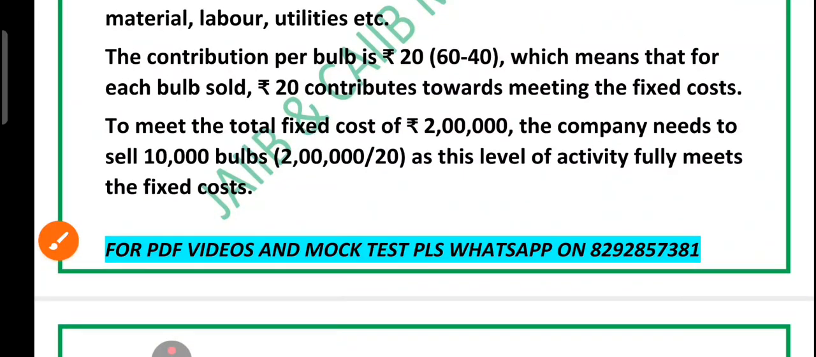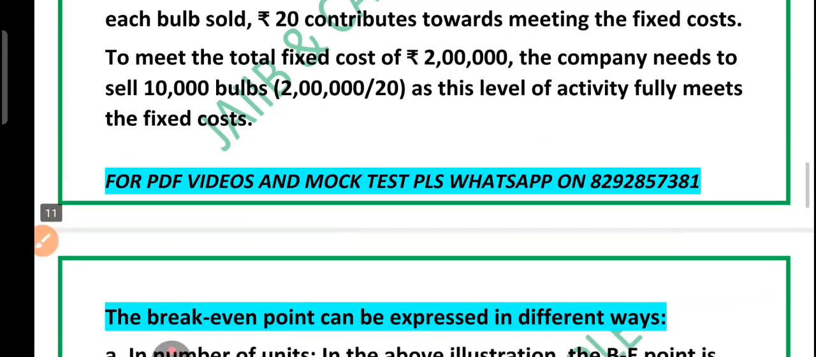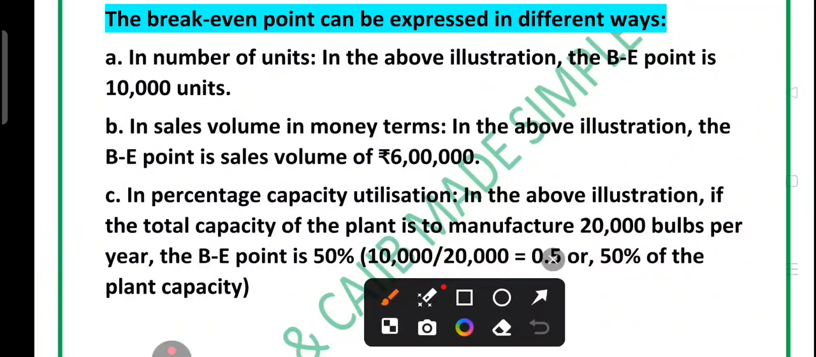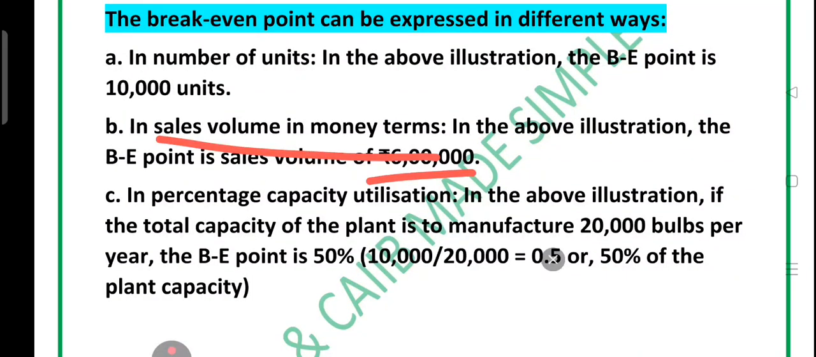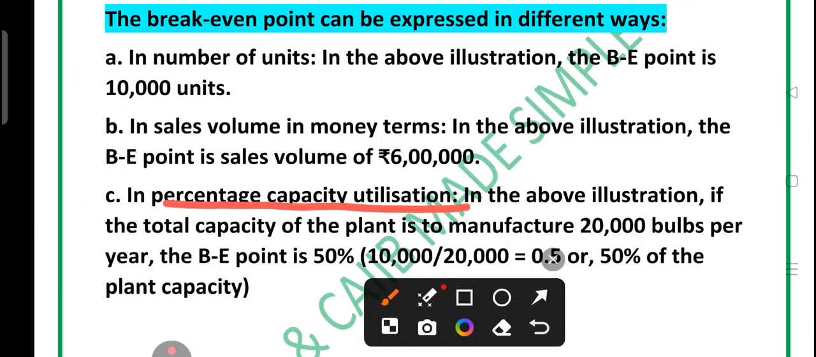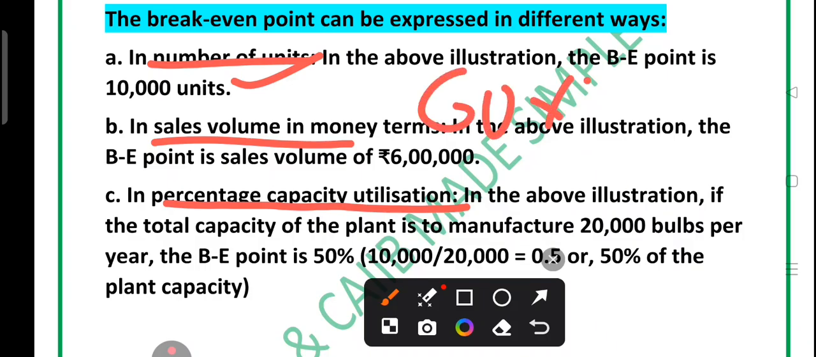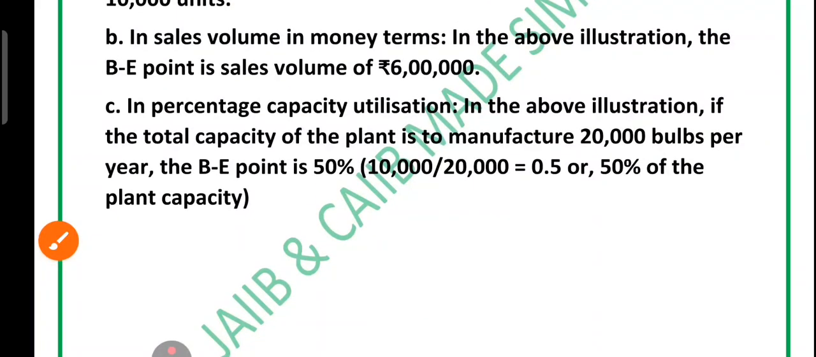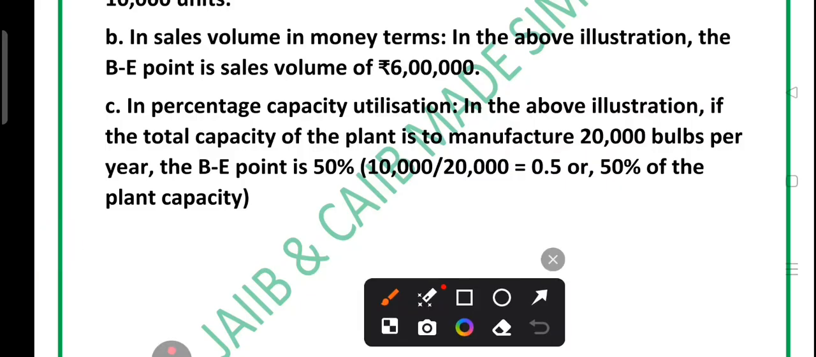Sometimes we need to express break even in terms of percentage capacity utilization, right? In units it is 10,000. In sales value, it is 60 multiplied by 10,000, which is equal to 6 lakh. In terms of percentage capacity utilization, how do you find it? Sometimes a question may ask what is the break even point in terms of percentage capacity utilization. How do you go about finding it?